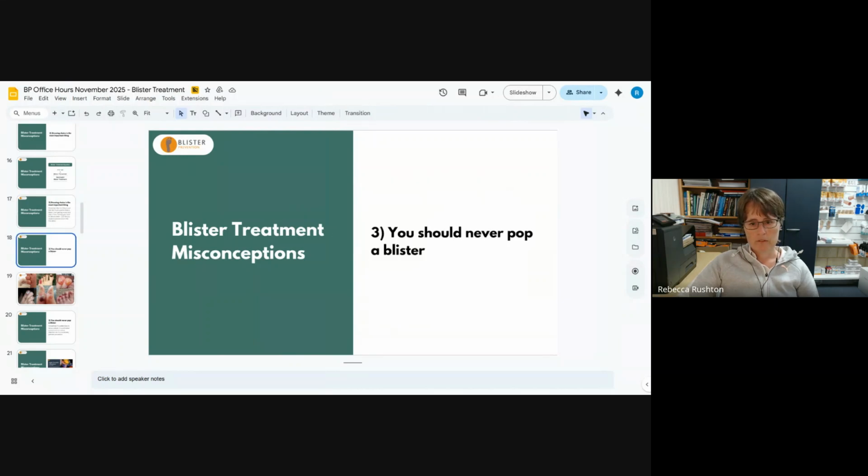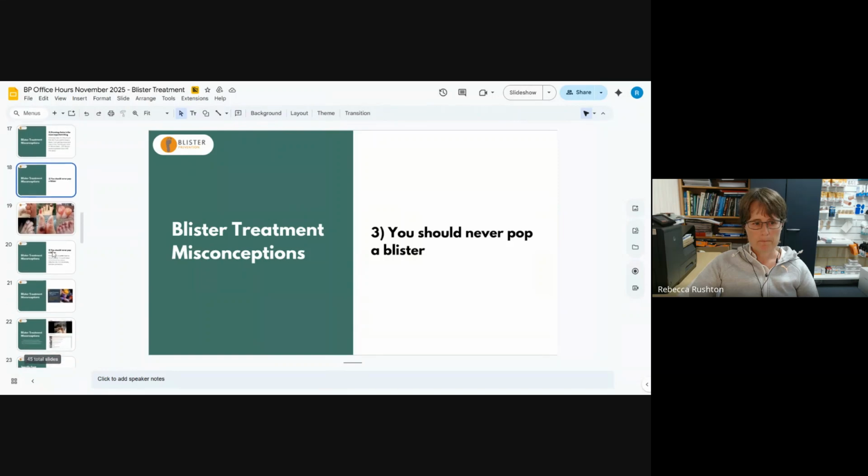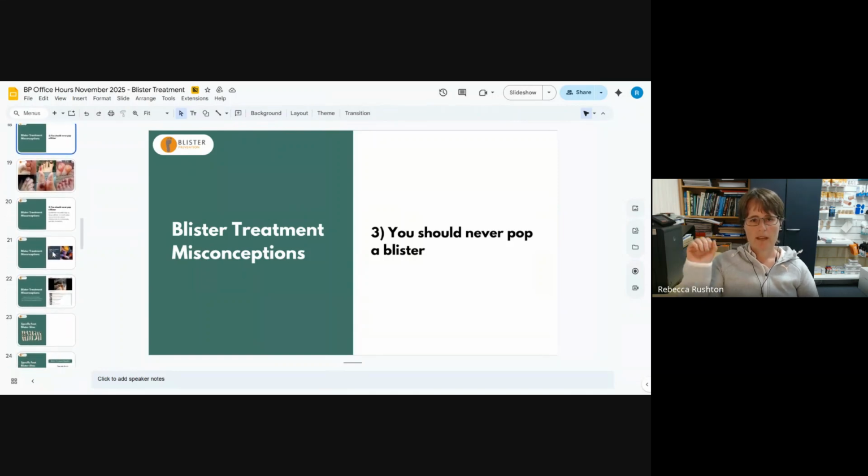Misconception number 3 is you should never pop a blister. A bit like saying everyone should cut their toenails straight across. It kind of applies in some circumstances, but it is not good advice across the board.